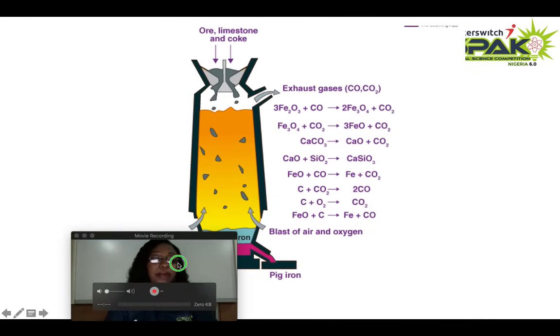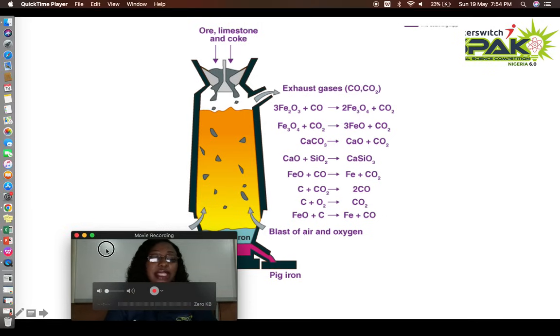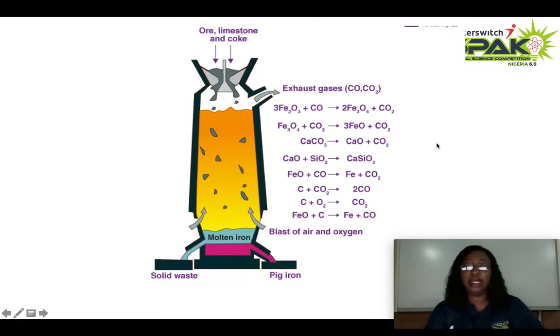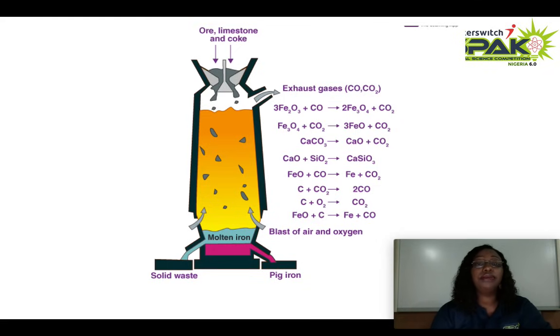This is another important one. That's the extraction of iron, which is done in a blast furnace. Now, the major ore for the extraction of iron is known as hematite. The hematite is mixed with calcium carbonate, which is your limestone, coke, and hot air is being blown in.